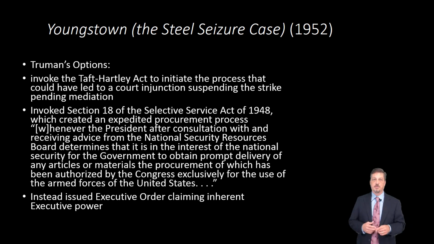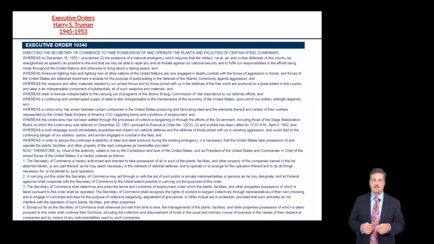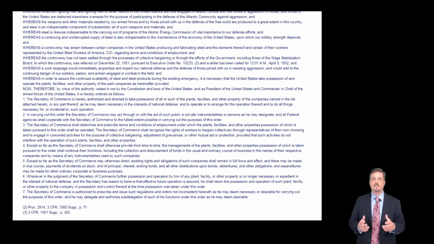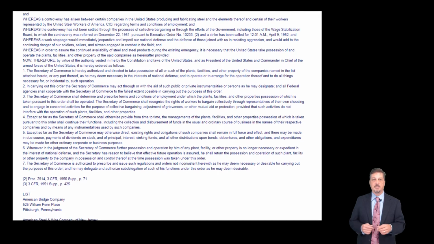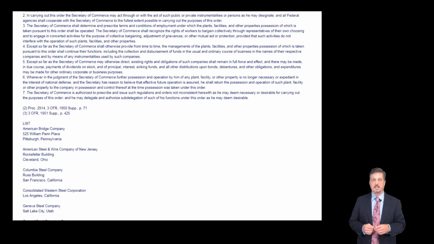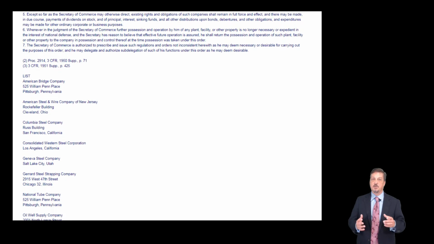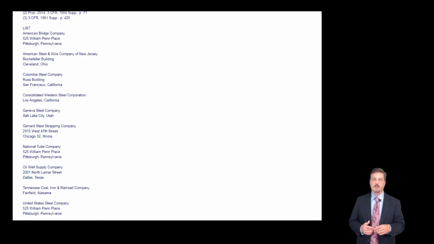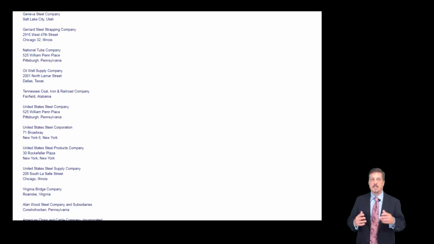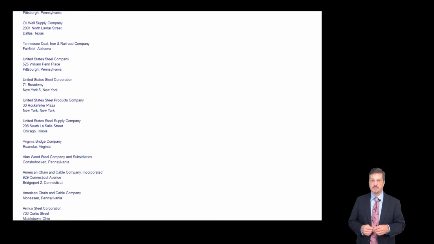He therefore chose to invoke his inherent executive powers and to issue an executive order not tied to any statutory framework. Executive Order 10340 stated that the Secretary of Commerce is hereby authorized and directed to take possession of all such of the plants, facilities, and other property of the companies named in the list attached hereto or any part thereof as he may deem necessary in the interest of national defense, and to operate or to arrange for the operation thereof, and to do all things necessary for or incidental to such operation. In other words, the federal government took over the steel mills.